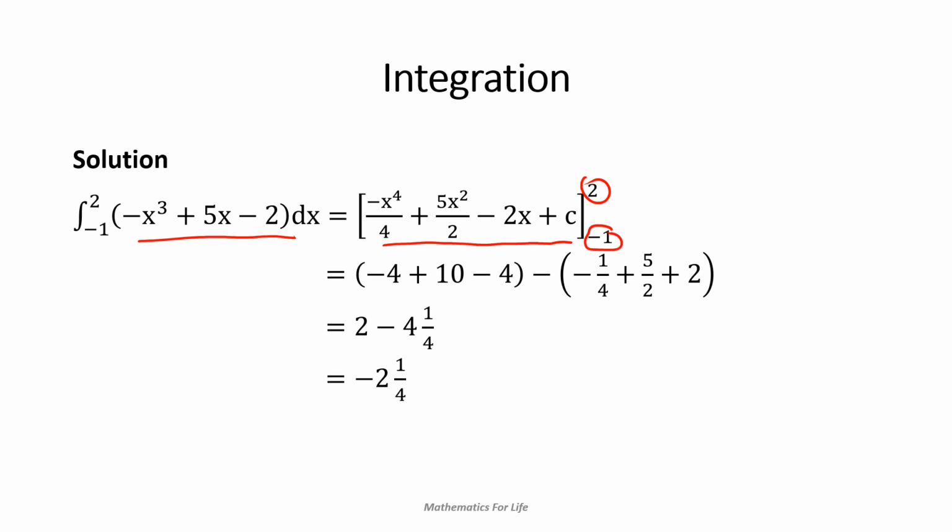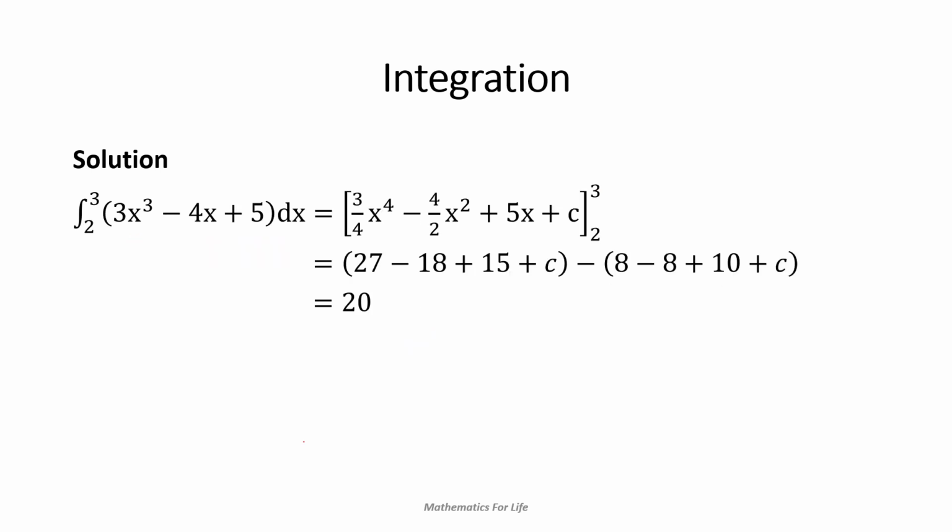We therefore proceed to evaluating our integral for the upper limit, and that will give us minus 4 plus 10 minus 4. And then we evaluate our integral for the lower limit, and that is going to give us minus a quarter plus 5 over 2 plus 2. And then we finally subtract the results of the lower limit from that of the upper limit, and that will give us 2 minus 4 and a quarter as indicated over here. And the final result becomes minus 2 and a quarter.